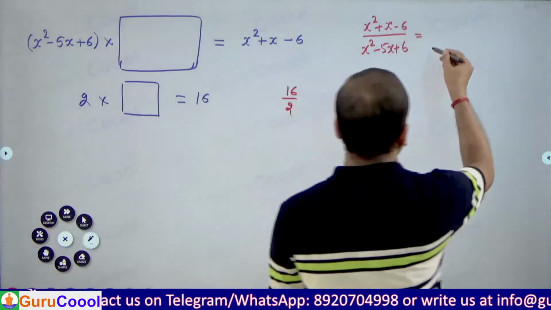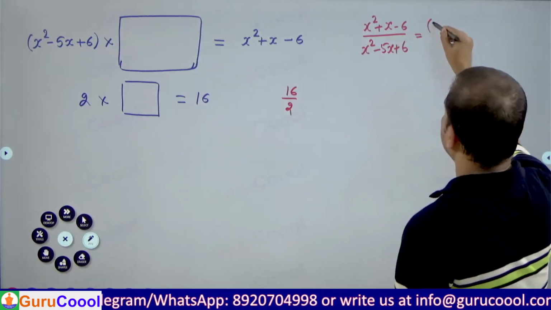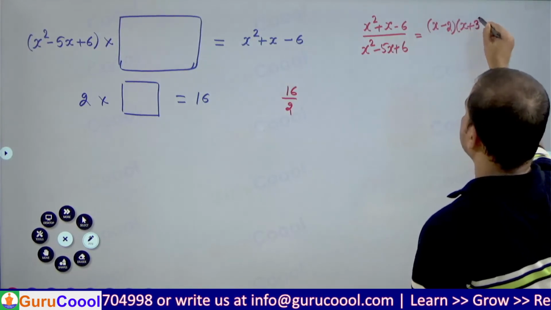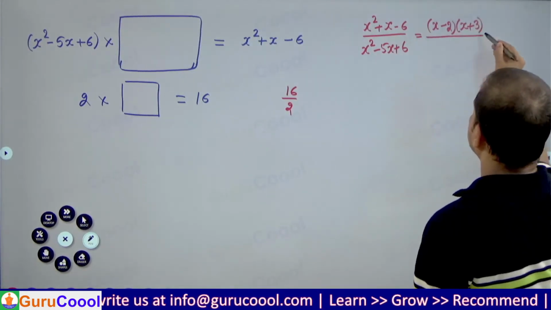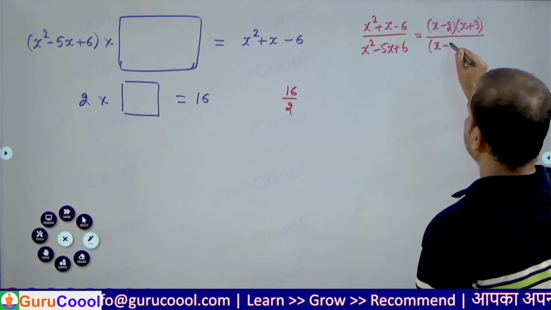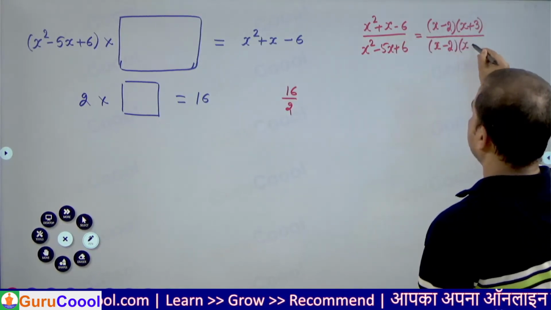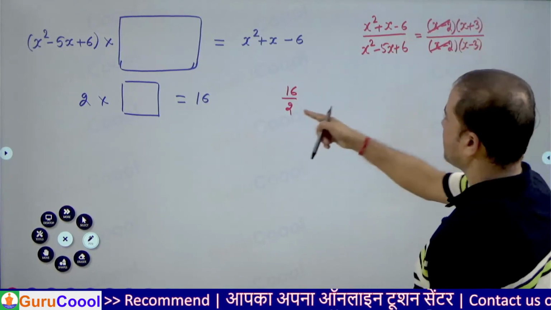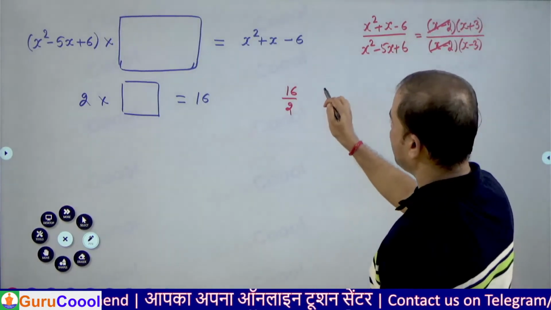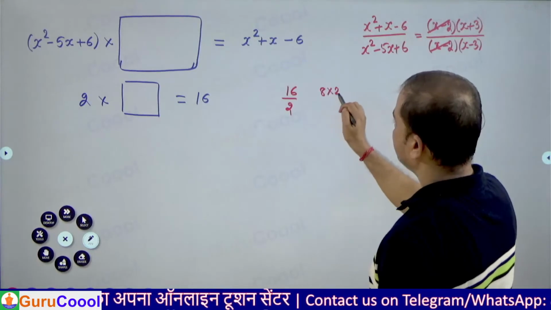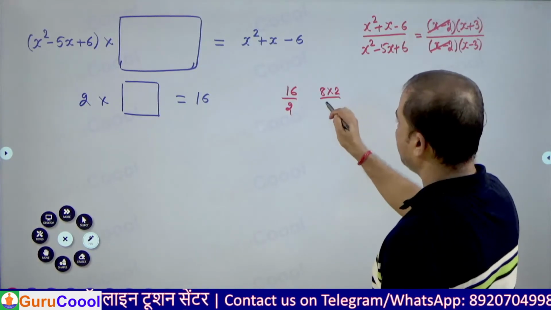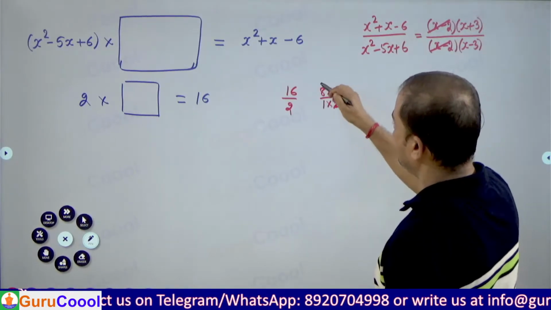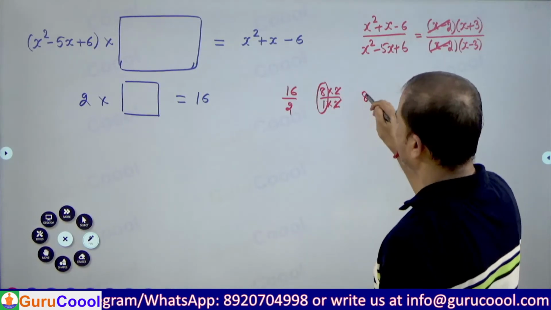So we can factor this. In the numerator it is x minus 2, x plus 3. And in the denominator x minus 2, x minus 3. x minus 2 is a common factor, so they cancel out. Just like here, 16 means 8 times 2, and in the bottom it's just 1 times 2. So the common factor is gone, 8 by 1 remaining, which means 8 became the answer.